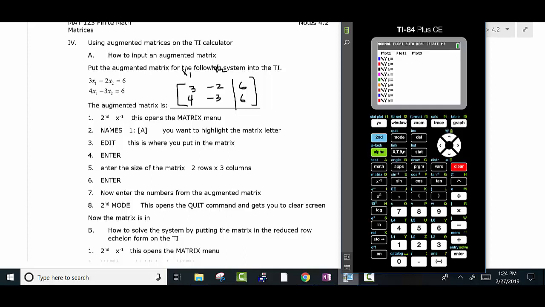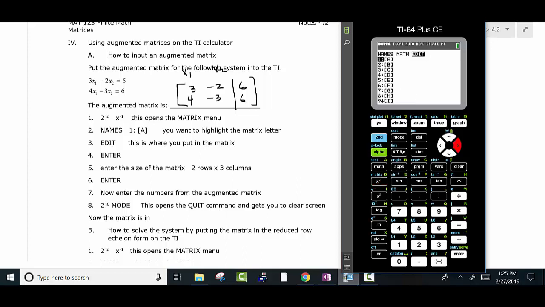Okay, so I'm going to start by opening up the matrix command. You should have a matrix menu right above the x to the -1. That should be in the same place on every calculator. So you go second, x to the -1, that opens up the matrix menu, and then you look for names, okay? You will have maybe different things, depending on whether you've used your calculator before or not. I'm going to put it in matrix A.